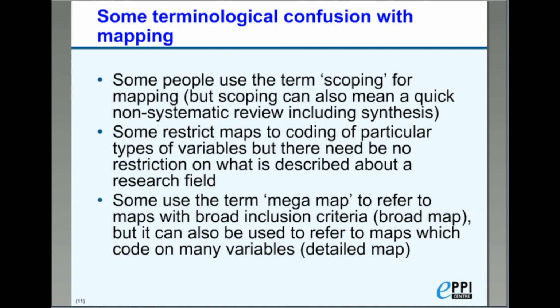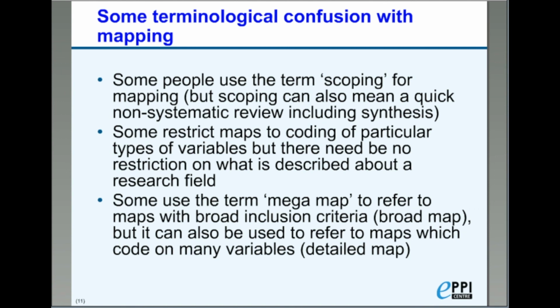And you can also have maps of maps. So an organization called 3IE has recently undertaken a map of all the different maps they've been able to identify in international development. And that can lead to thinking about areas of study in international development that may also need maps to describe the research fields within those areas.